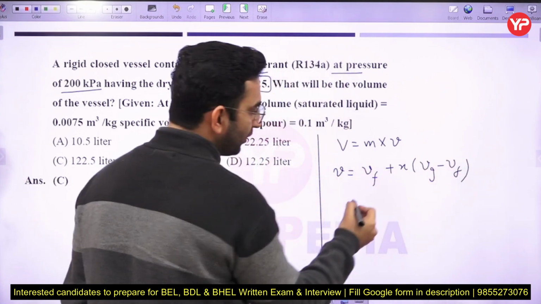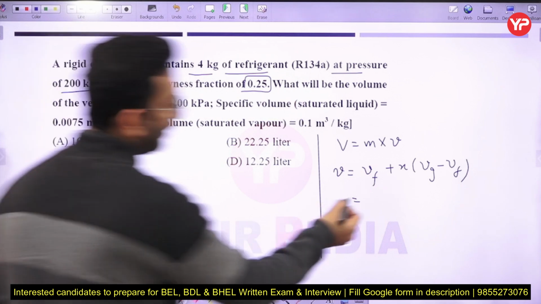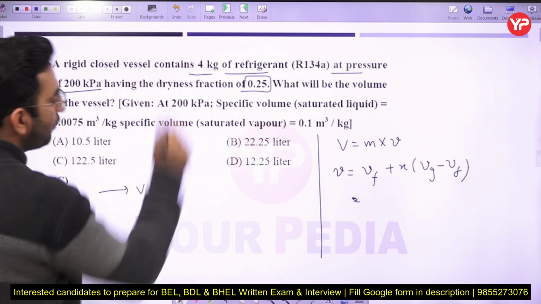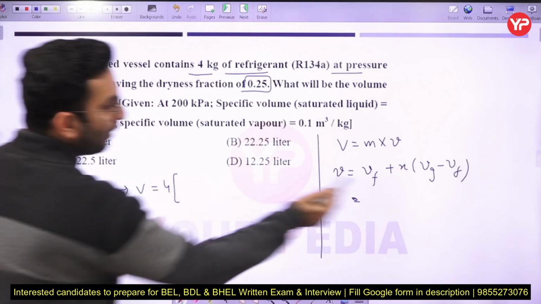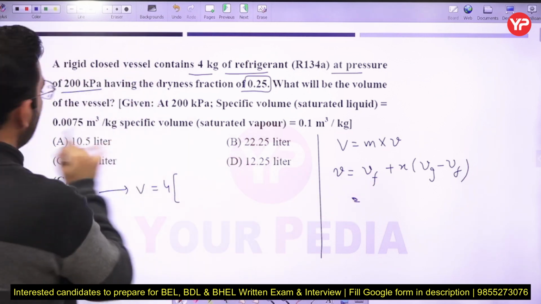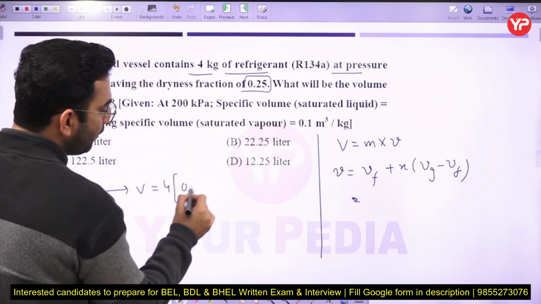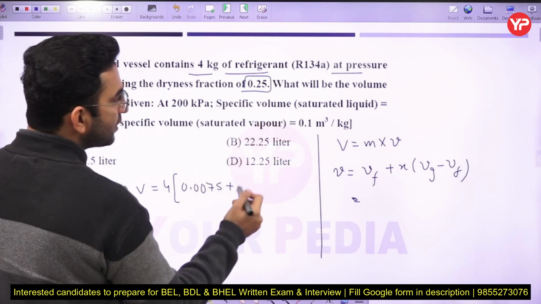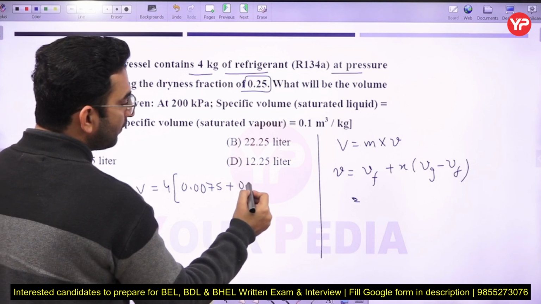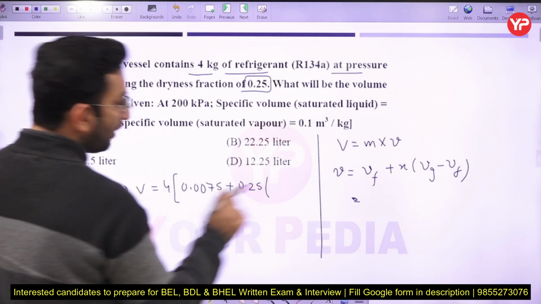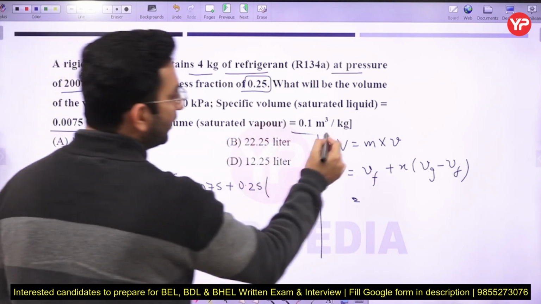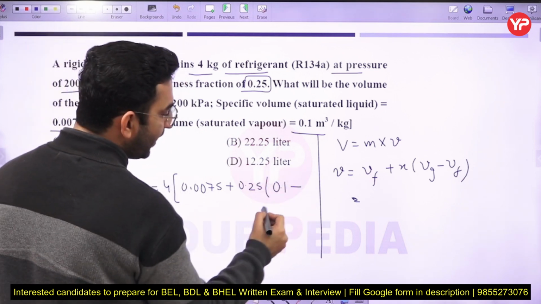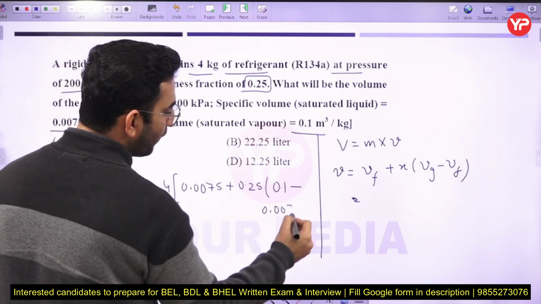Okay, so that is the expression. If you just put in the values, let me directly write it down. Here you can see the mass is given to you as 4 kg. Vf is given to you as 0.0075, that is the specific volume of saturated liquid. The dryness fraction is given to you as 0.25 here, and correspondingly the value of Vg, that is the specific volume of saturated vapor, is given to you as 0.1 here minus 0.0075.